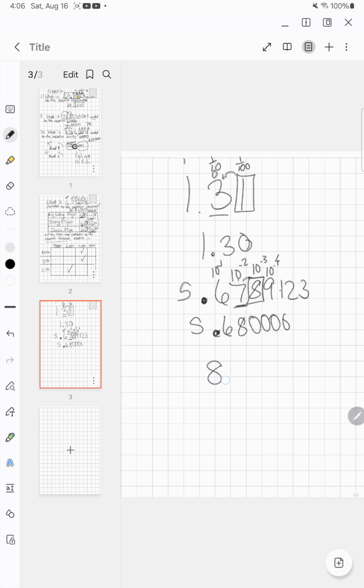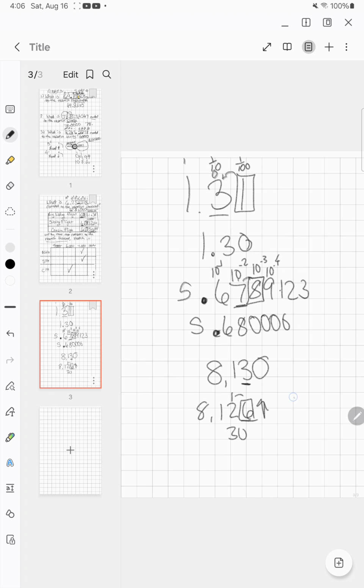Now for 4th grade, I said the number is 8,130. What could round to that? I can use 8,126, because the 6 will make it round up, because I'm rounding to the nearest 10.